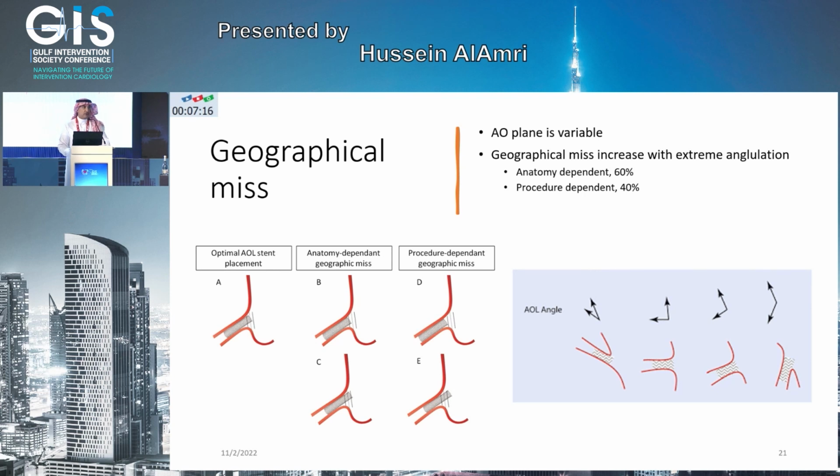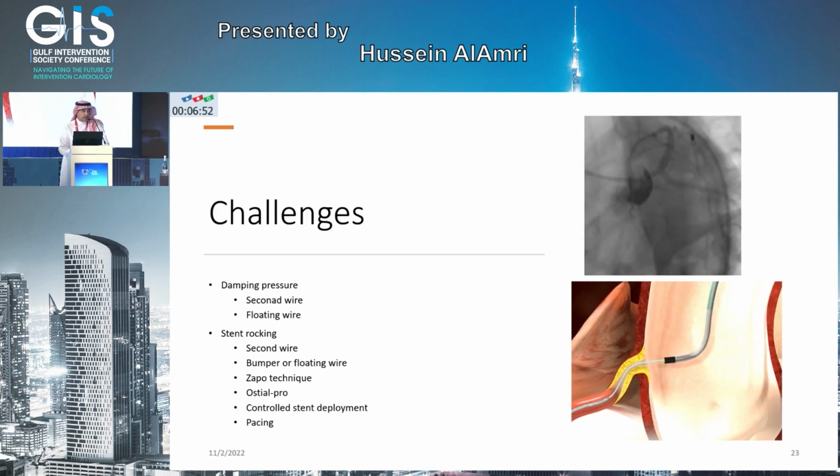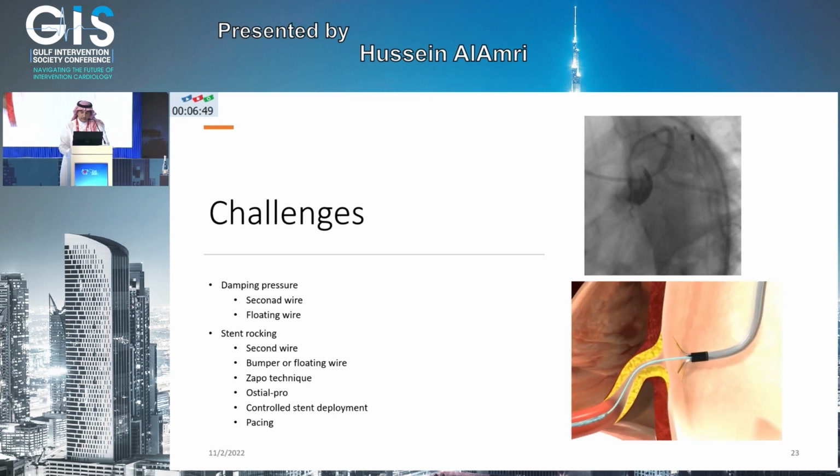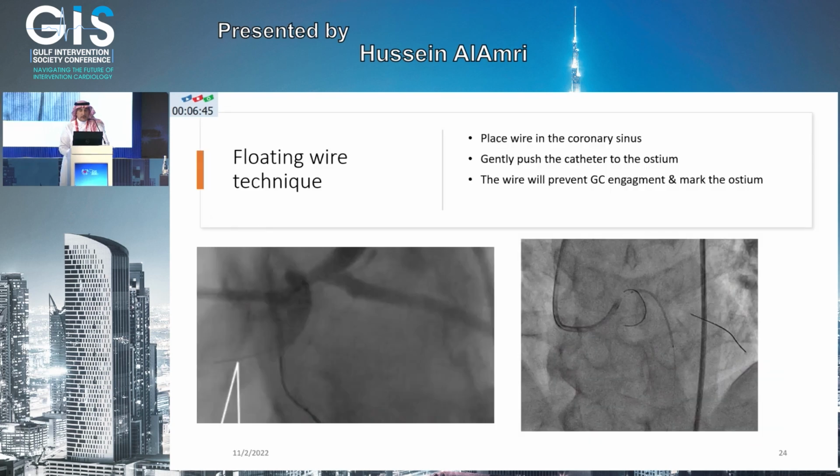Otherwise, you will have what's so-called geographical miss, which can be due to you did not do your procedure very well and you did not land your stent, or it could be due to anatomy. Sometimes the angle is very oblique or very deep, and then you cannot really deploy your stent, and you have to accept this result. And this is important because in these patients, if there is a geographical miss, the outcome is worse than in patients with good stent landing zone.